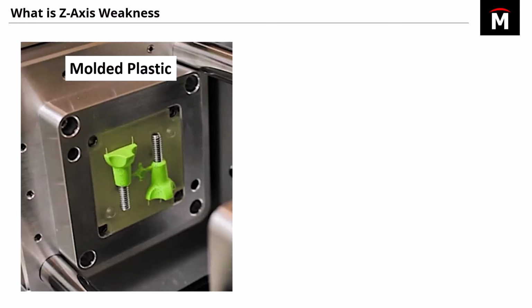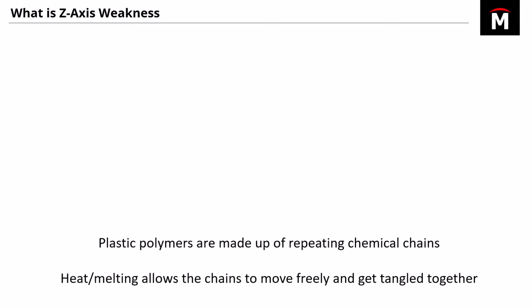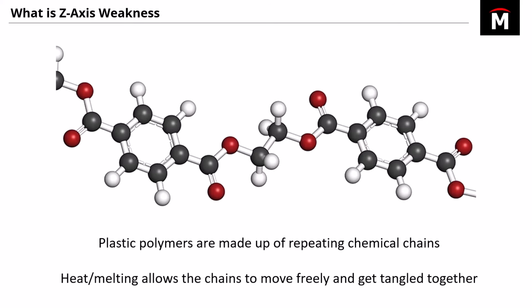that direction. When it comes to plastics, it really depends on the manufacturing process. A molded plastic part, for example, typically has uniform strength in all directions, but an FDM 3D printed plastic part is more like wood in that it's anisotropic. And that difference comes from three main factors. One is at a molecular level, where I won't go into too much detail because I am not a chemist, but plastic polymers are made up of these repeating chemical chains.